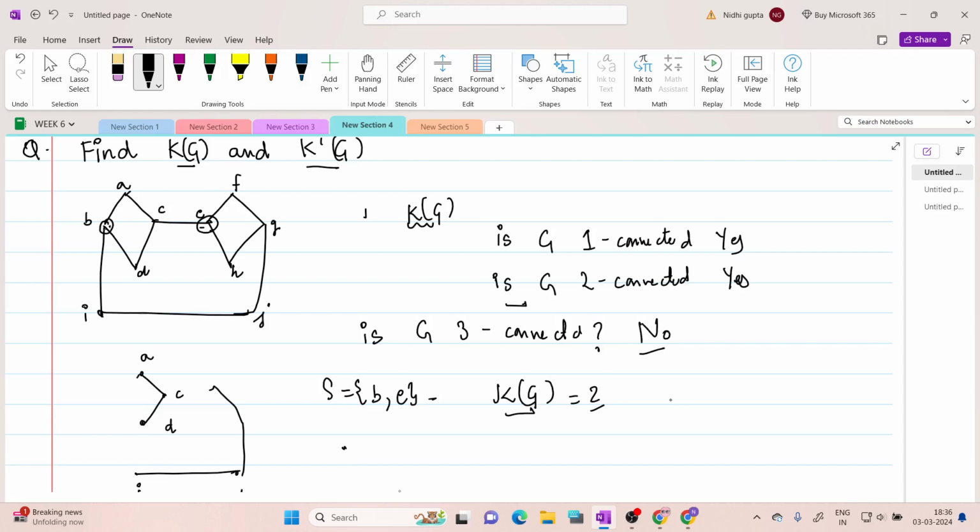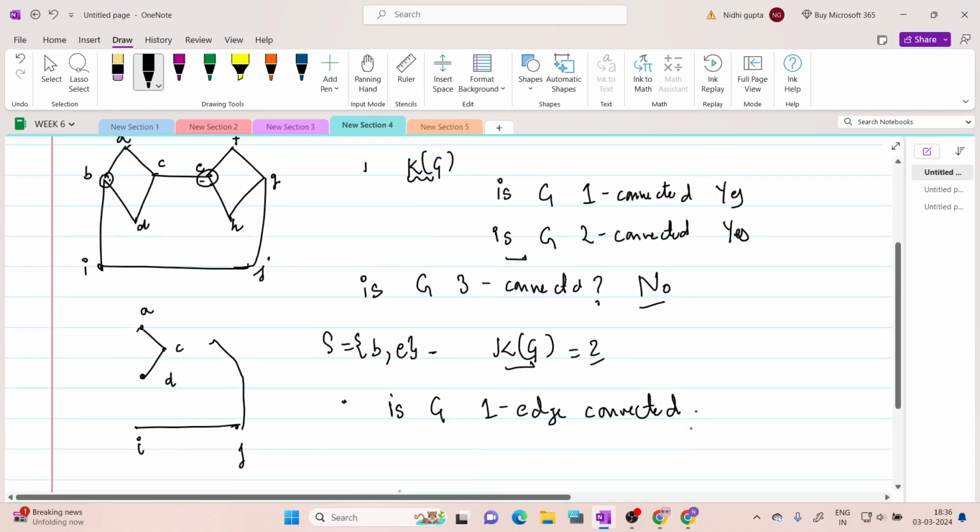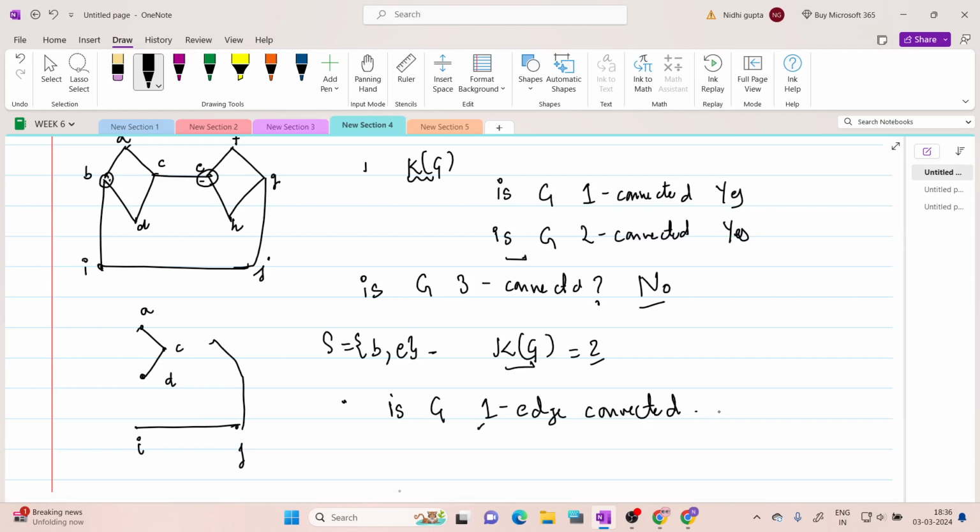So G1. Is G one edge connected? Yes, because G is one edge connected: there is no bridge, no edge that if we remove it, the graph becomes disconnected. G is one edge connected because it is connected.